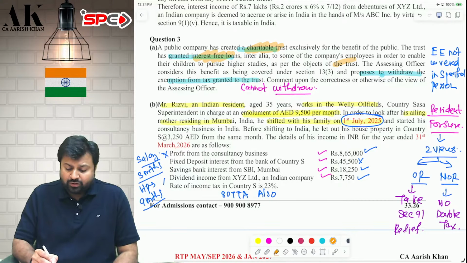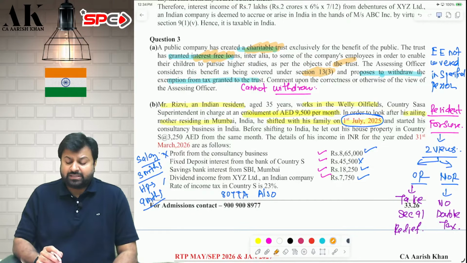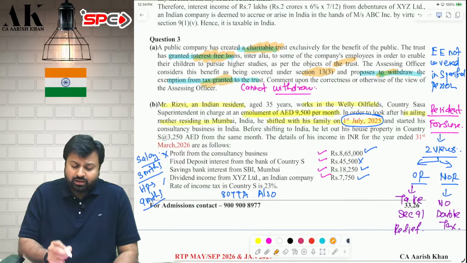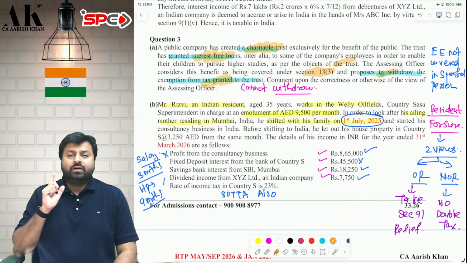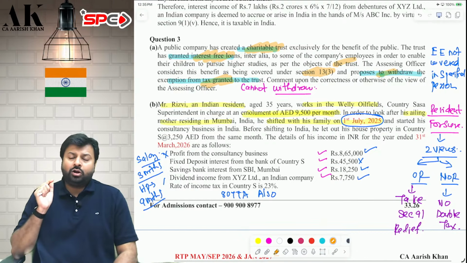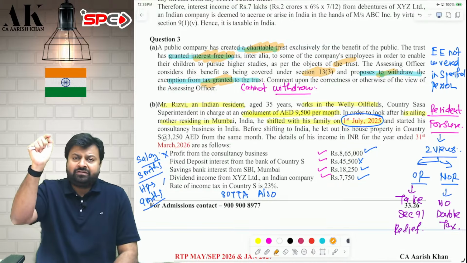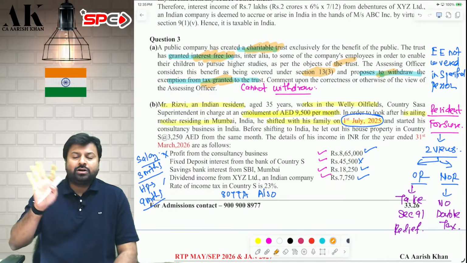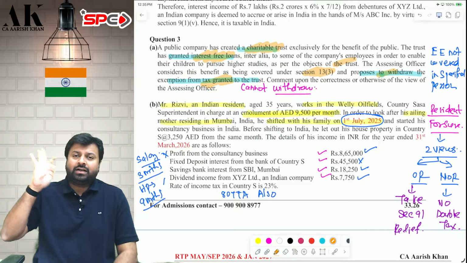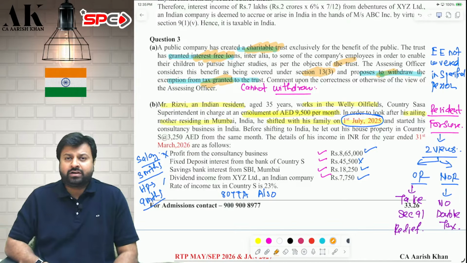Now, the AO is saying because you are providing interest-free loan to your employees, employees are covered in 13(3) specified person. Therefore, I will withdraw your tax exemption. The answer is wrong. First of all, employees of the trust are not covered in the specified person definition. Employees are not covered. There is a case law of Tata Trust also, which is there in the first page of our textbook of taxation of trust. You can go and check over there also.